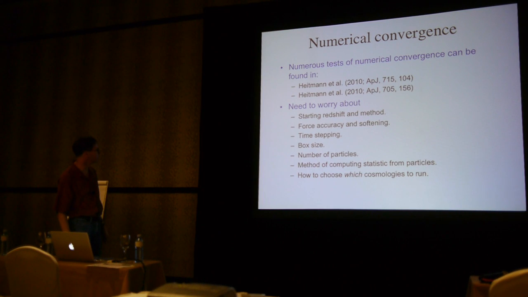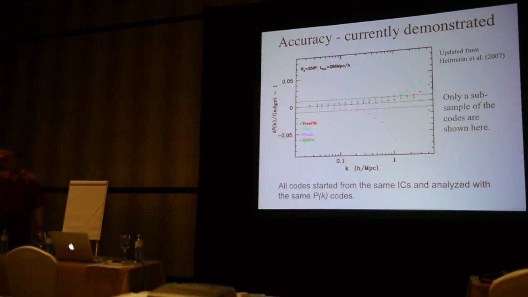So this just shows you an example. You could have picked one of 100 different plots to try and show this, where what is plotted is the matter power spectrum ratio to the probably famous or infamous Gadget code, which is some kind of de facto standard in the community, and then -1.